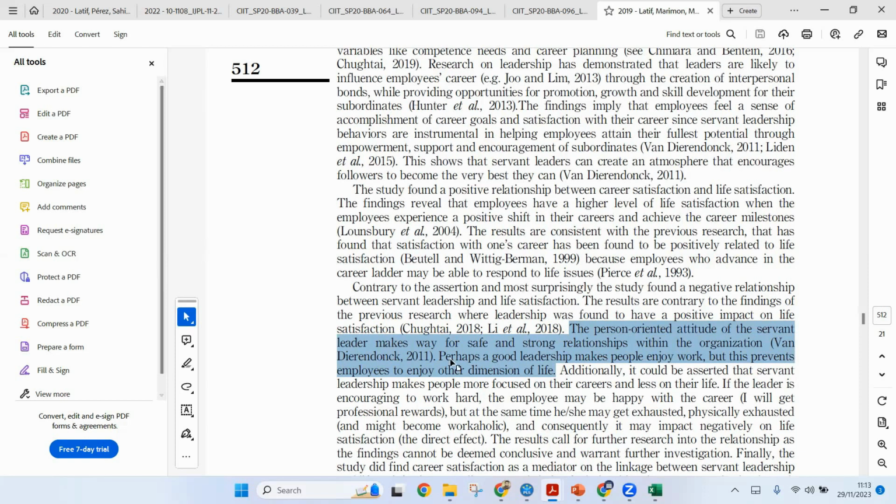Now again, look at this here. Perhaps good leadership makes people enjoy work, but this prevents employees from other dimensions. Additionally, it could be asserted that some leadership makes people focused on their careers and less on their life. There is no reference here, no reference whatsoever. But this is built on an existing argument about what servant leadership does within the organization and how it can lead to a counter effect in life. So again, I didn't give any reference here, but I built an argument.